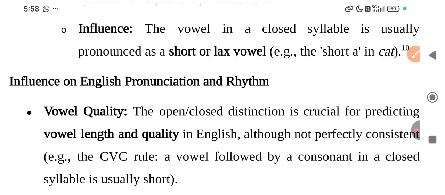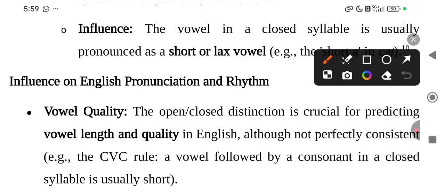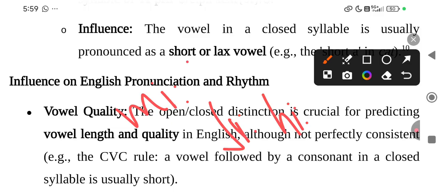In a closed syllable, the vowel is usually pronounced short, right? In an open syllable, the vowel is pronounced long, for example me, she, he. So these are the long sounds. But in the case of a closed syllable, there is a short vowel.